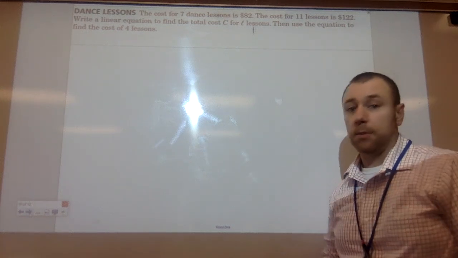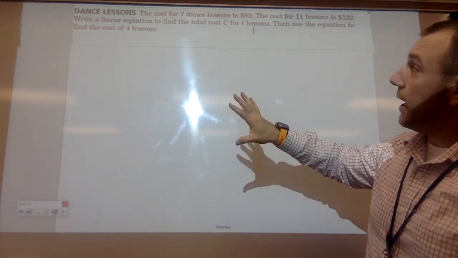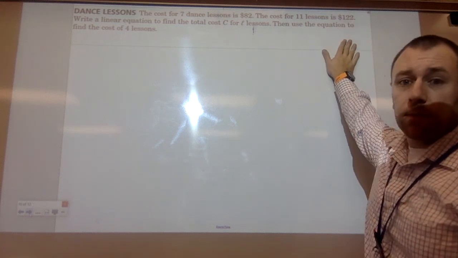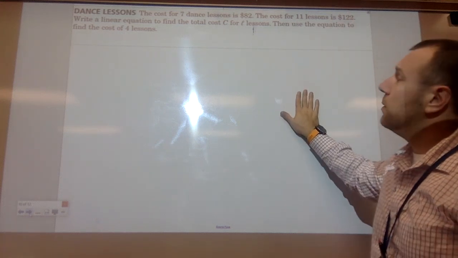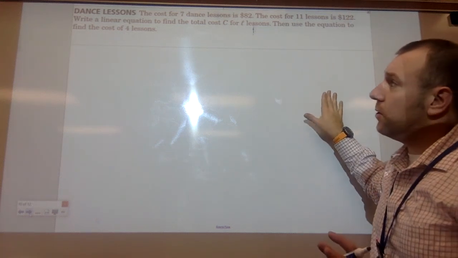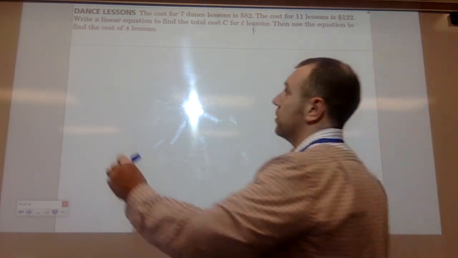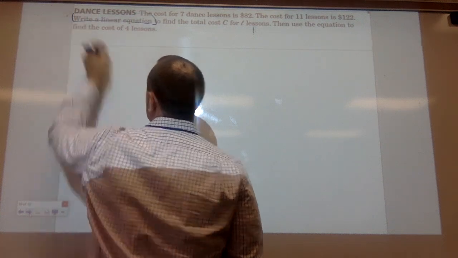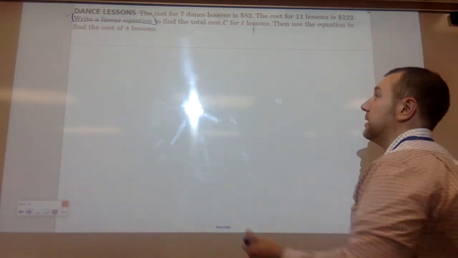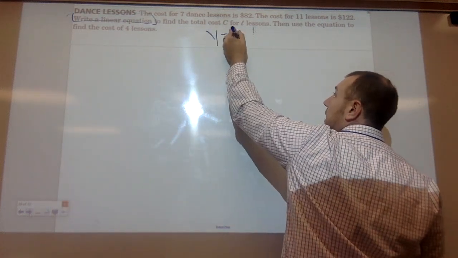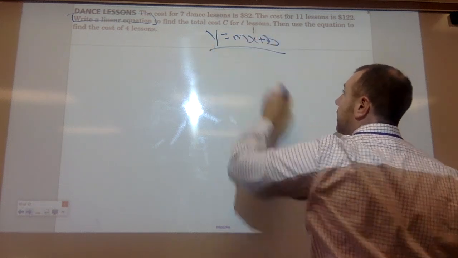In this last example, I want you to notice that I give you a sentence and it has nothing to do with graphing, or a graph with it. What you're going to do is write a linear equation, which means in this case I want you to write it as y equals mx plus b.